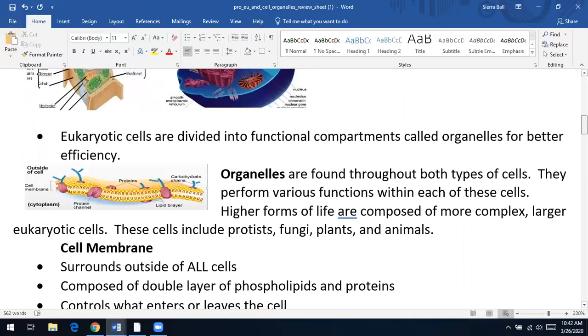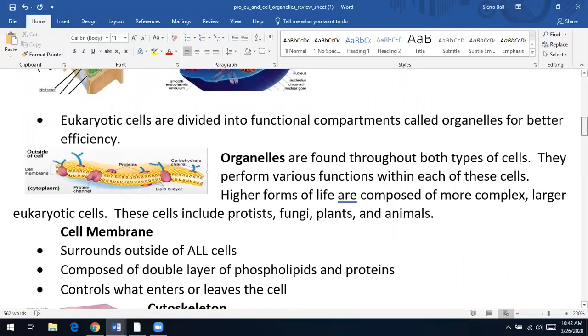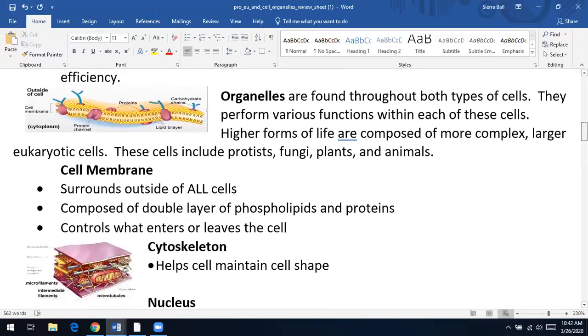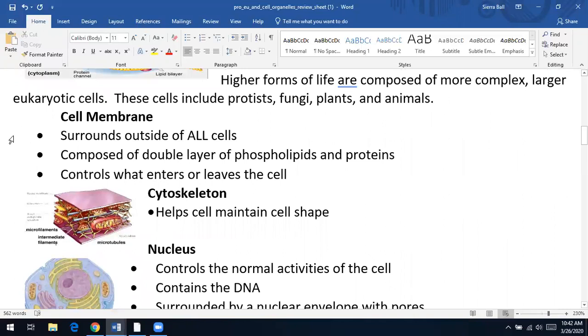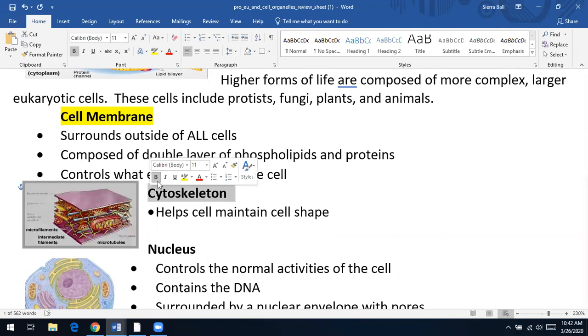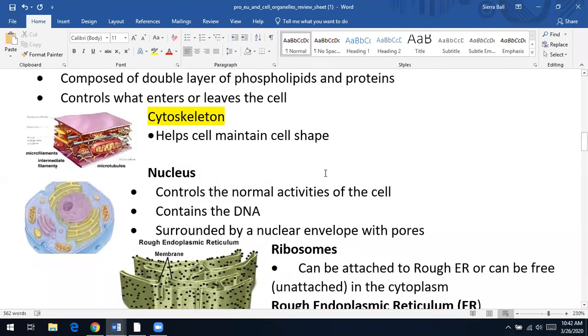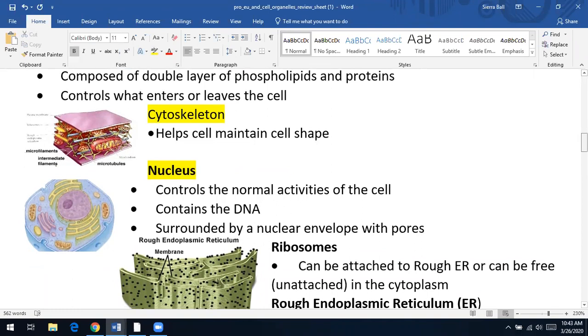So it says organelles are found throughout both types of cells, whether it's a plant cell or an animal cell. They all contain these little organ-like features. You have the cell membrane, which covers the outside of the cell and lets things in and out. You have the cytoskeleton, which helps maintain the cell shape. We have the nucleus, and we know that the main job of the nucleus is to be the control center and store all of the DNA for the cell.